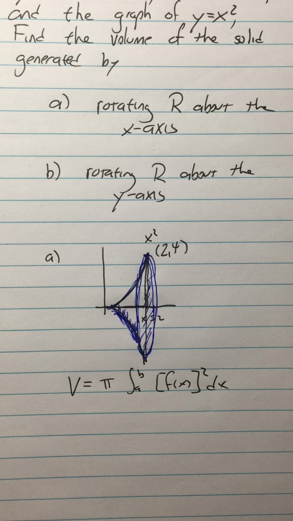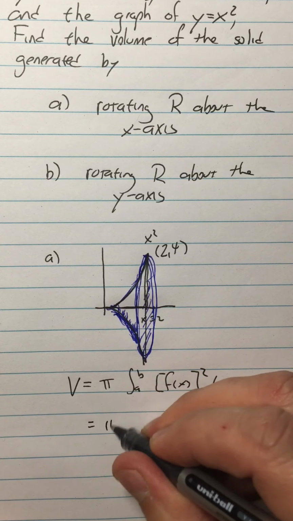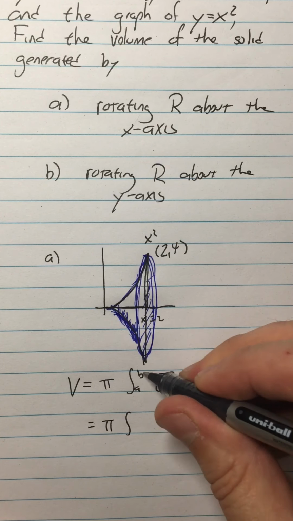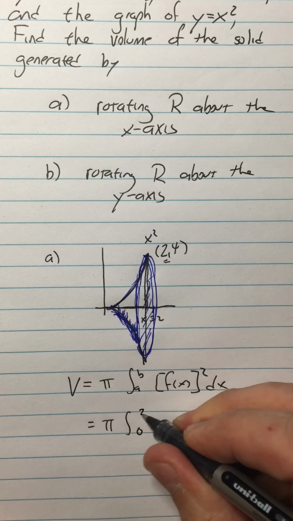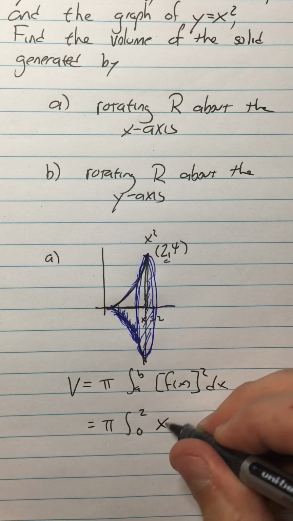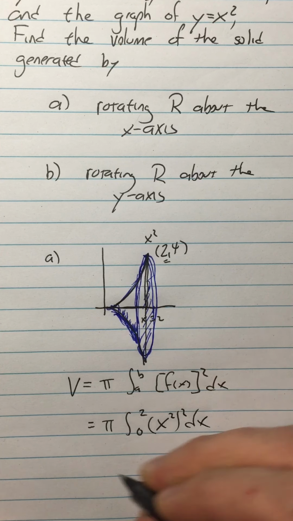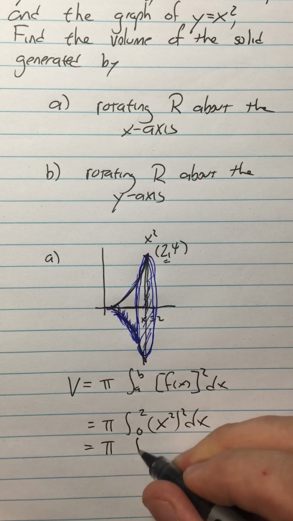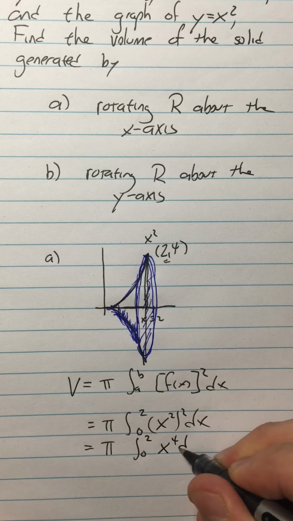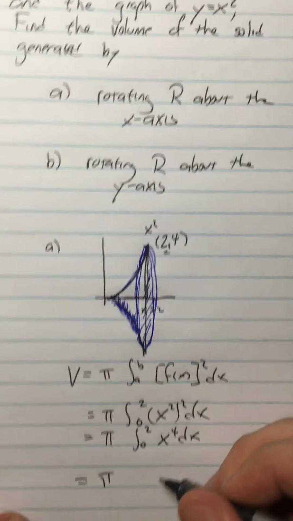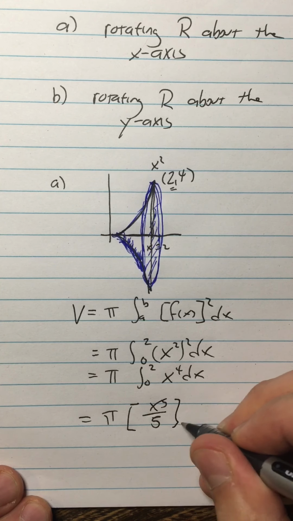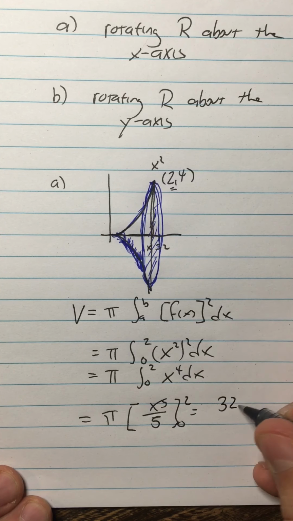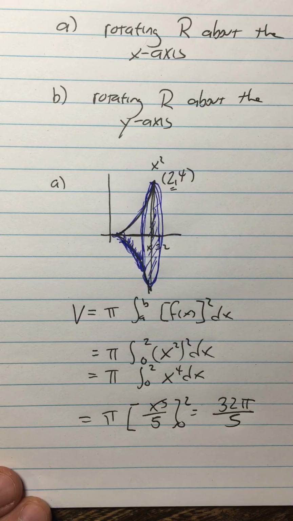You're going to do pi times the integral from, these are x coordinates, so 0 to 2. Integral 0 to 2, my f of x is x squared, but I have to square it, dx. So I have pi integral 0 to 2, x fourth dx. So I have pi times the evaluation of x fifth over 5 from 0 to 2. So that's 32 pi over 5. See how easy peasy that gets to be once you get it.